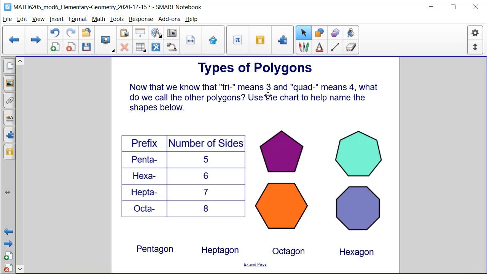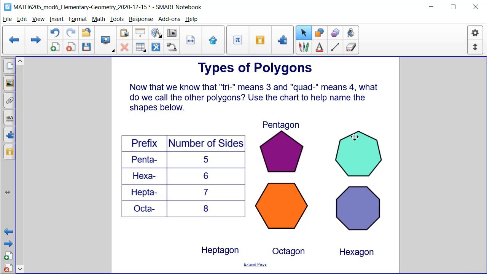Now that we know that tri means 3 and quad means 4, what do we call other polygons? Let's use the chart to help name the shapes that we have here. So we have this shape, which consists of 1, 2, 3, 4, 5 sides, and the prefix penta means 5. So pentagon is a shape that contains 5 sides or 5 angles.